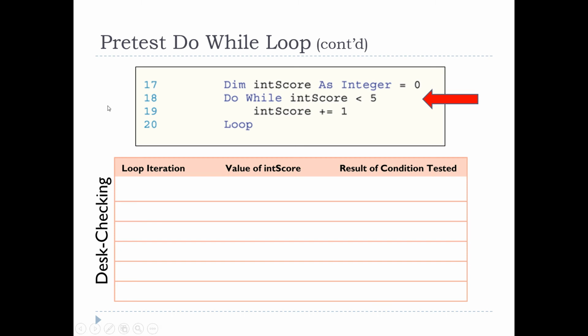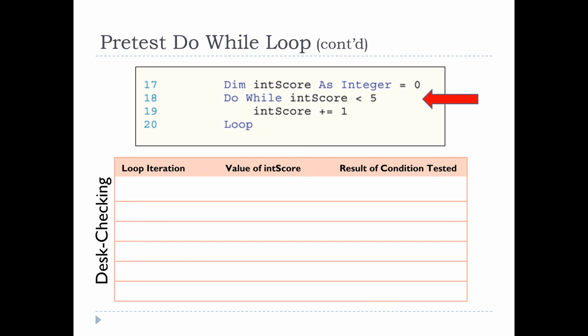So if you look at this, here's a way how you can use a do while loop to test some scores. Okay, so we prime the int score as an integer to start at 0, right? Initialize it, and then in this case we don't really have an accumulator.